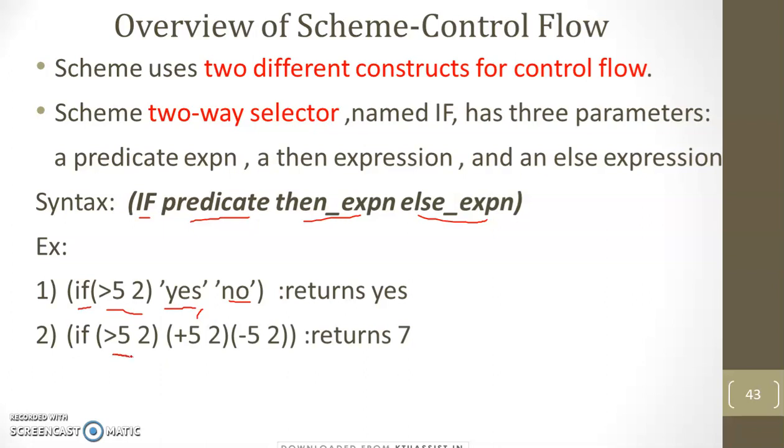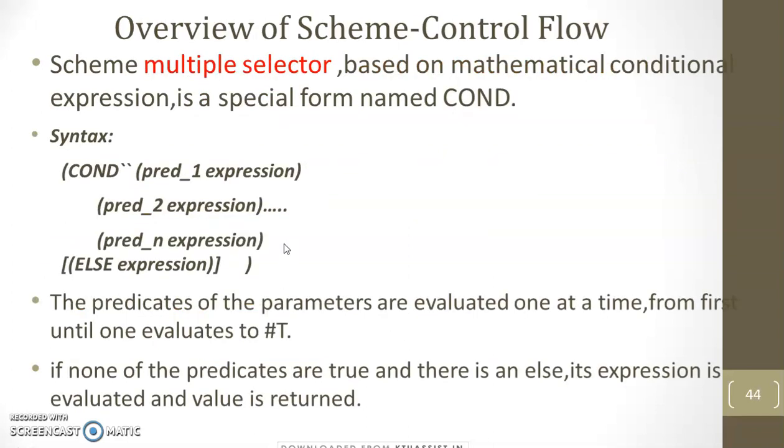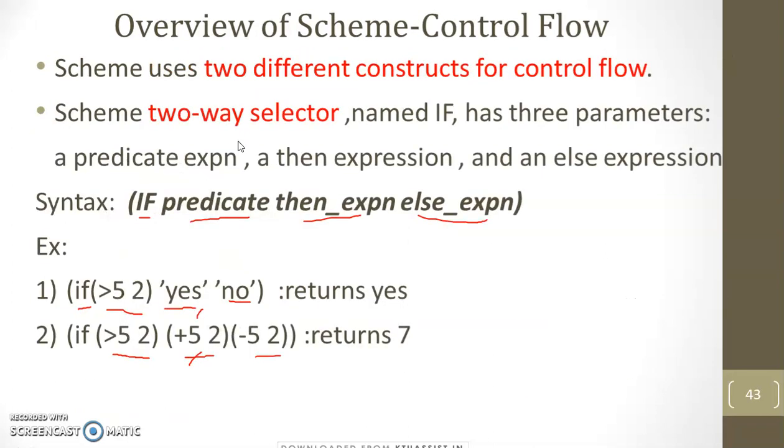Another expression computes some result. If 5 is greater than 2, it performs this addition operation, else it performs the subtraction operation. So in this case, it will be returning the addition result, that is 7. The value will be 7. This is a case for the two-way selector, that is either the true case or the false case.